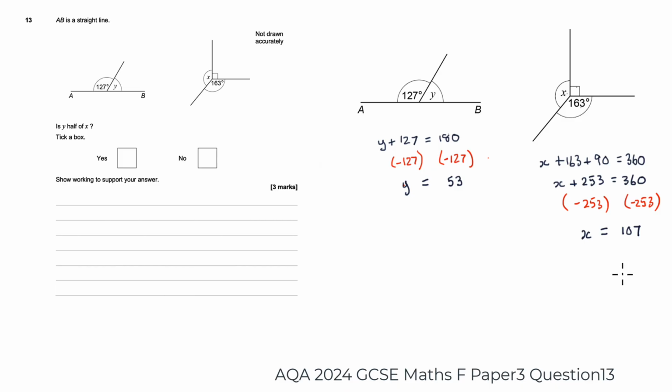And again, we say, is y a half of x? So in this case, we would divide both sides by 2, and discover that a half of x, or x over 2, is 53.5. And again, it's clear that x over 2 does not equal y. So the answer's no. And the working are these two equations that we've solved to prove that.